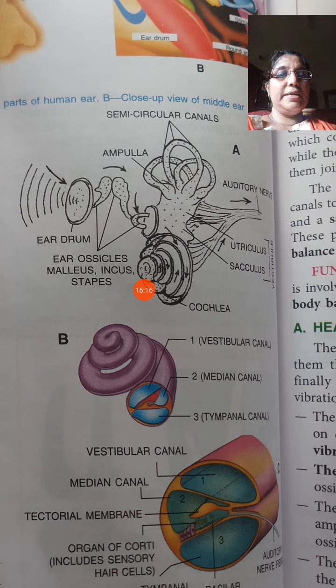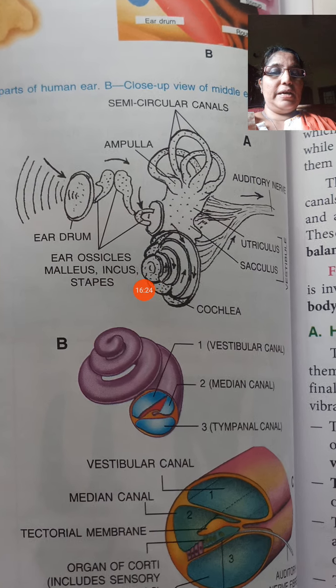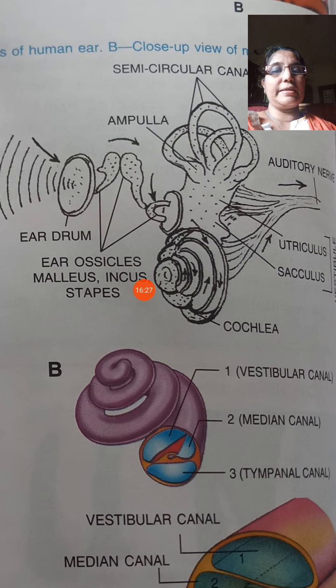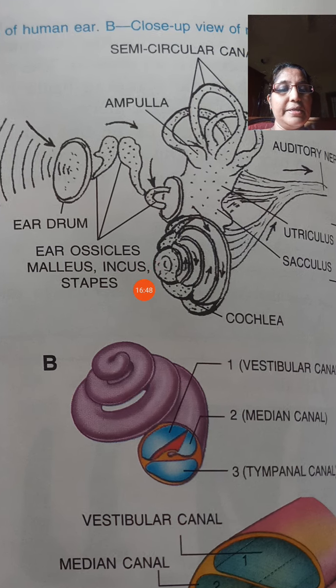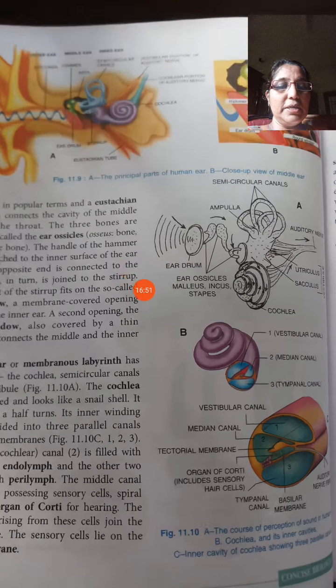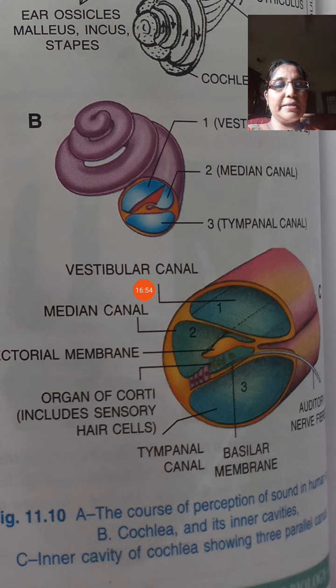For the sense of hearing, when sound waves come and hit the eardrum, the three ear ossicles amplify those vibrations. Then through the oval window the vibrations reach the liquid inside. In figure B, you can see the cochlea, and inside the cochlea three separate chambers are there.